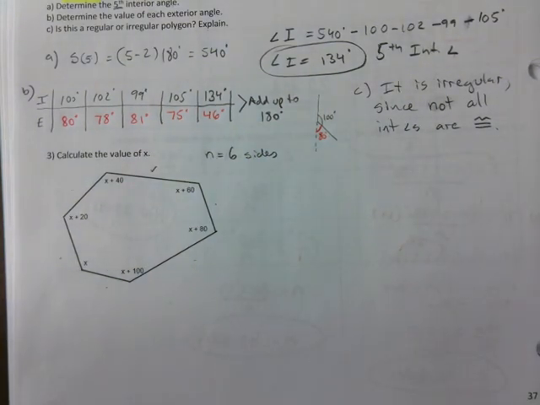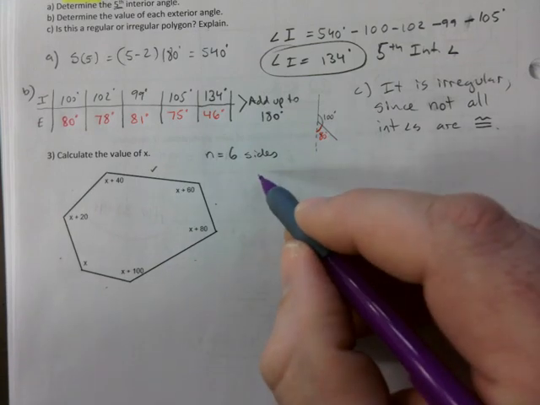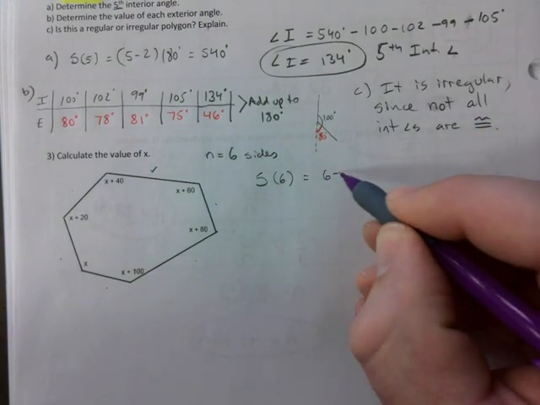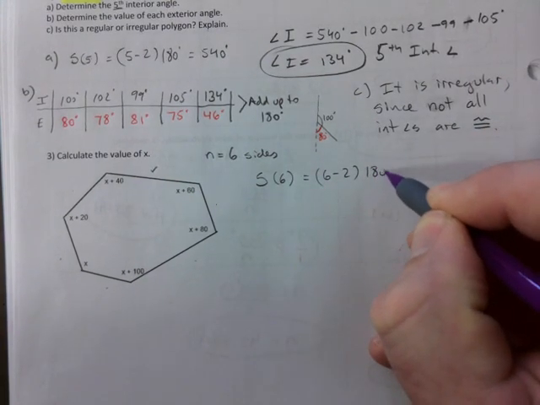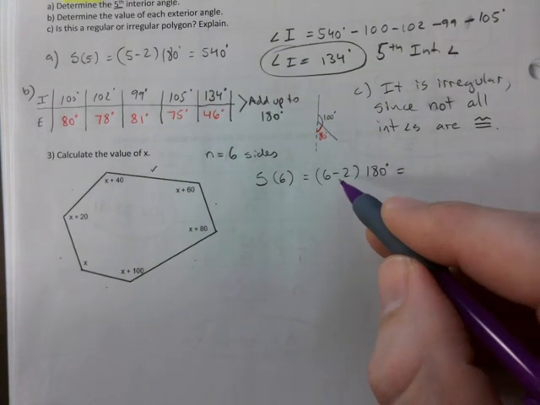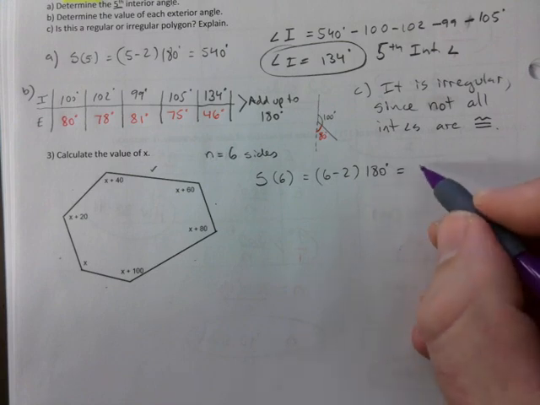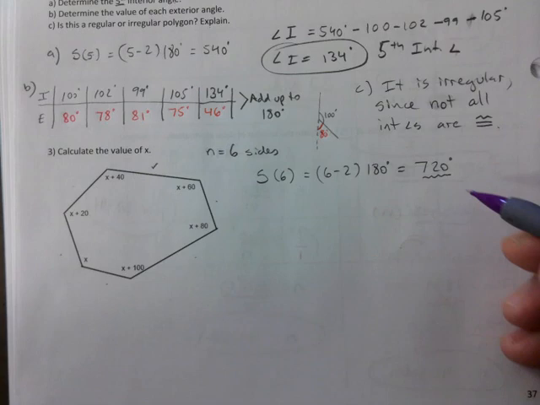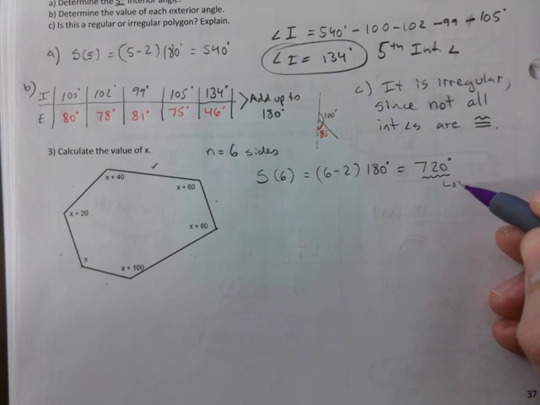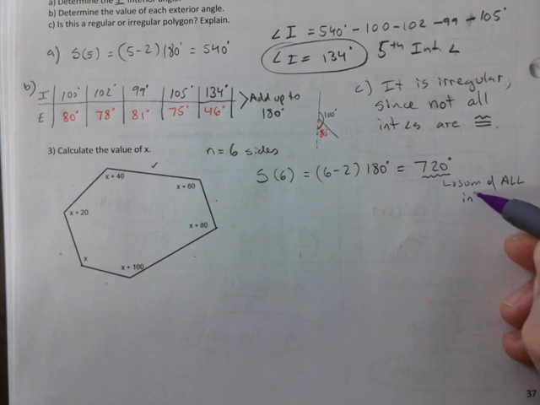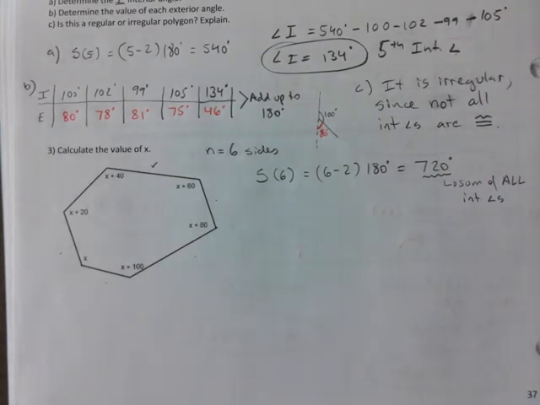So again, what can you find out? You can find out the sum of a 6-sided shape. That's 6 minus 2 times 180. I'm just using the formula, right? That's 4 times 180. That's 720 degrees. Important, but not the final answer. Sum of all what? Interior angles. That's what you found there.